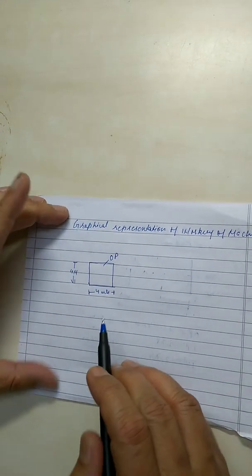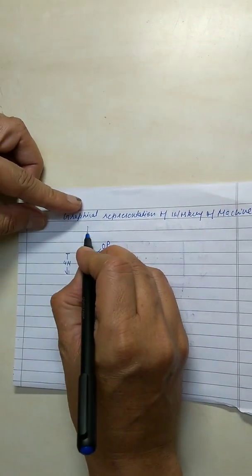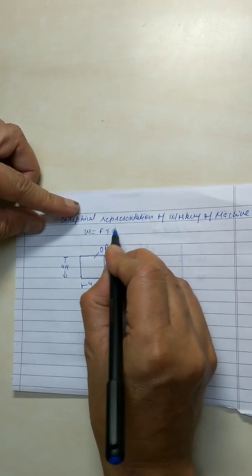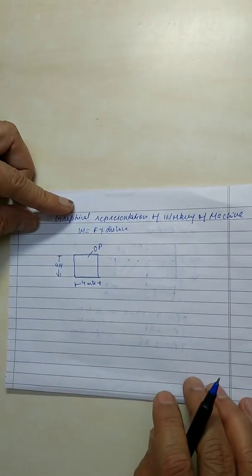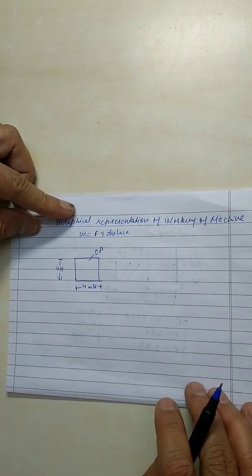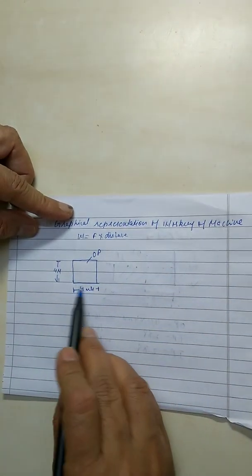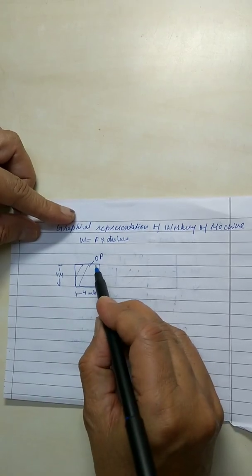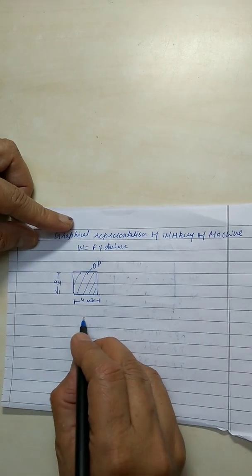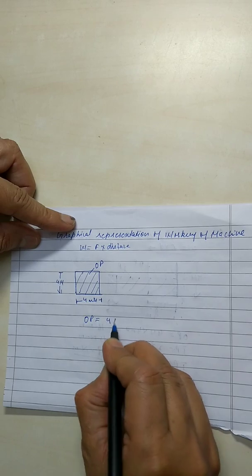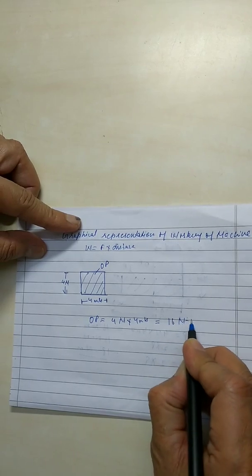Now, again coming to the same topic, suppose this is the graphical representation of the working of the machine, where work is equal to force into distance. Suppose this is the amount of work which has to be done by a machine. This is known as the output. In this work the force is 4 Newton and the distance is 4 meter. The area of this figure tells us about the work done, which is the output. So output will be equal to 4 Newton into 4 meters, which is 16 Newton meter.